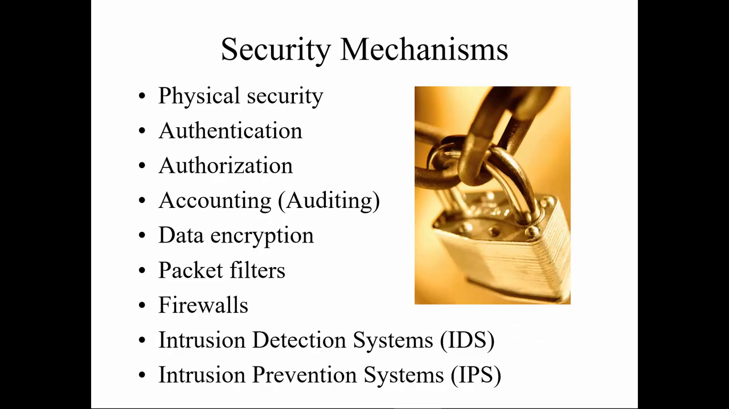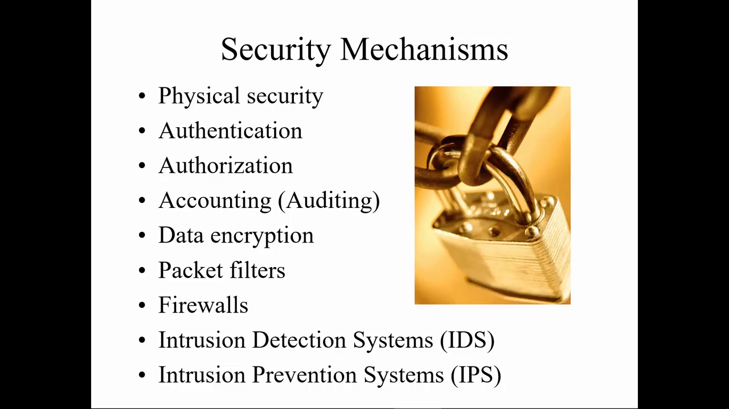Security mechanisms could be our AAA, authentication, authorization, accounting. They could also be physical access, for example, access control, magnetic locks, or locking doors. They could also be technology assets like data encryption, filtering software, firewalls, IDSs/IPSs. Those are all good ones.